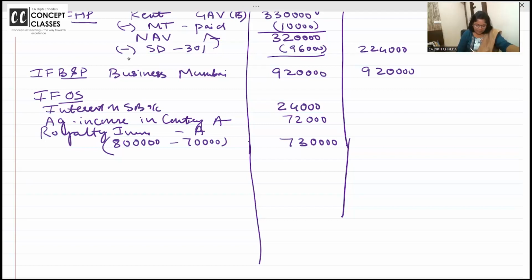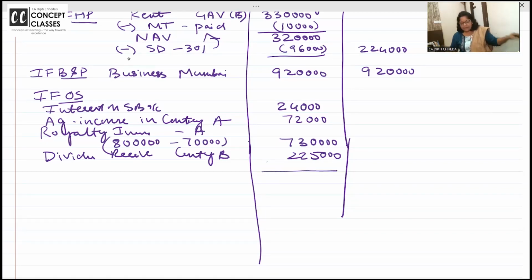Next is dividend received. Country B. From country B there is rental income as well as dividend received. 2,25,000. And rental income we have already taken. How much is it coming? Check and tell me what is income from other sources.